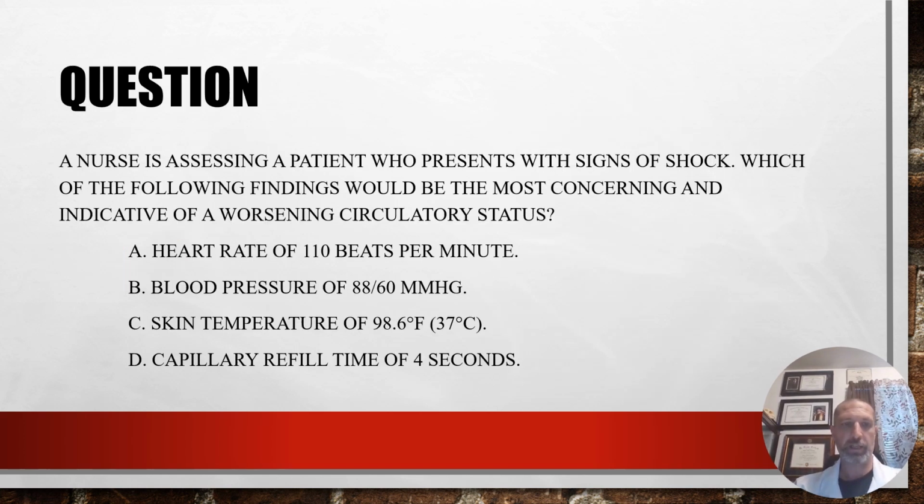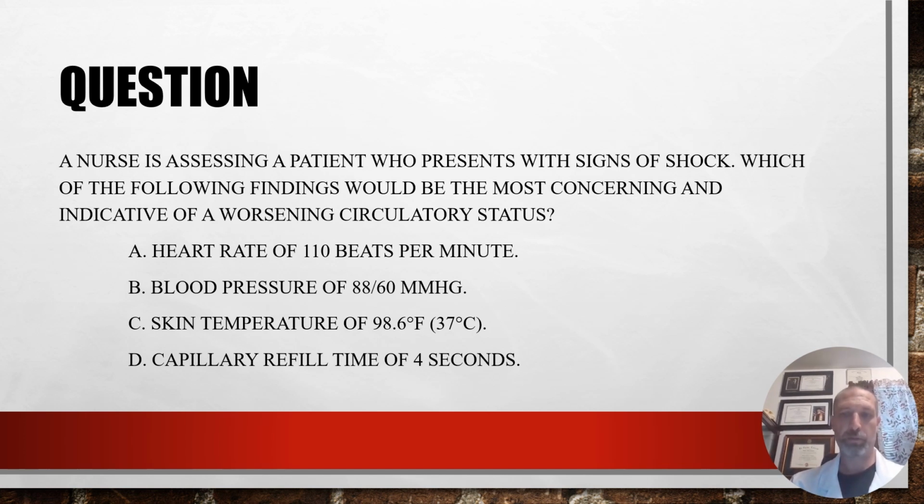All right, so let's look at our question. Now, if you've been following along, you kind of know the steps that we're going to be doing, which is going to be first, read the entire question just to get an idea of what the question's asking. So, a nurse is assessing a patient who presents with signs of shock. Which of the following findings would be the most concerning and indicative of a worsening circulation status? All right, so we read the question.